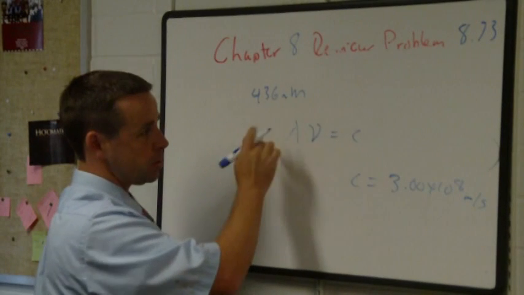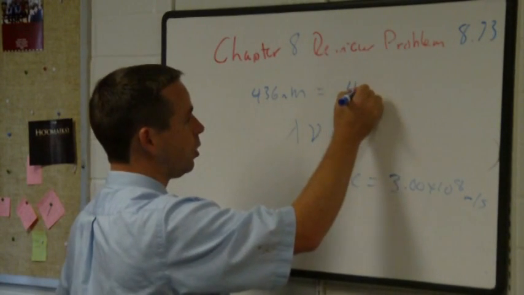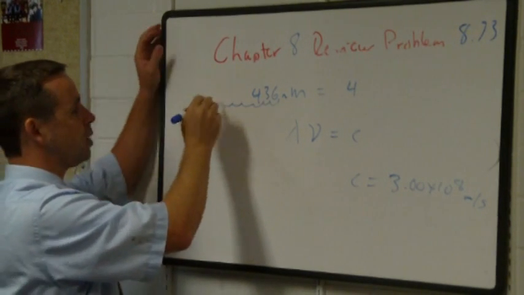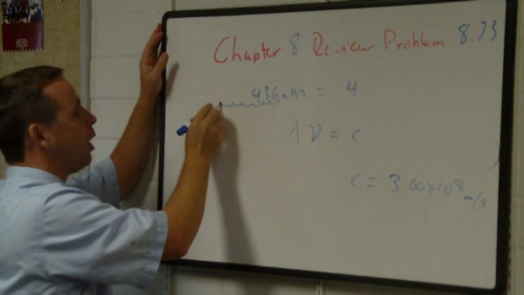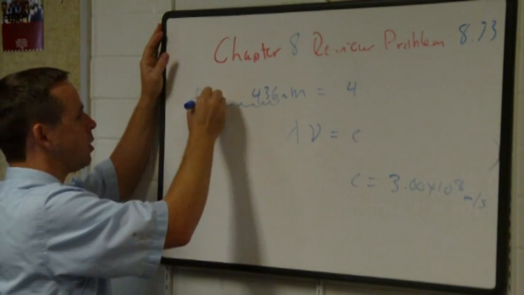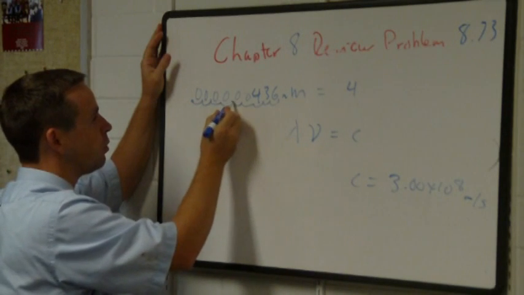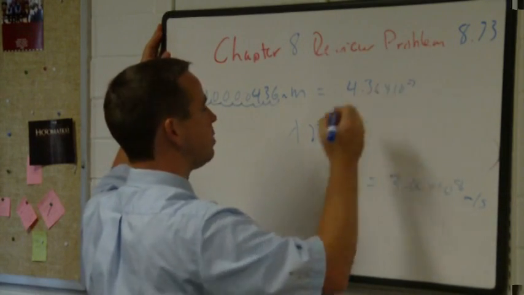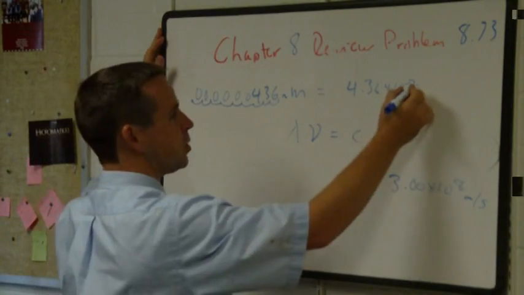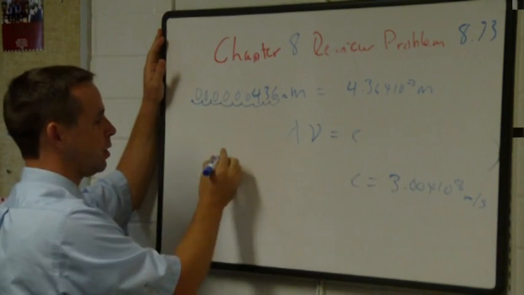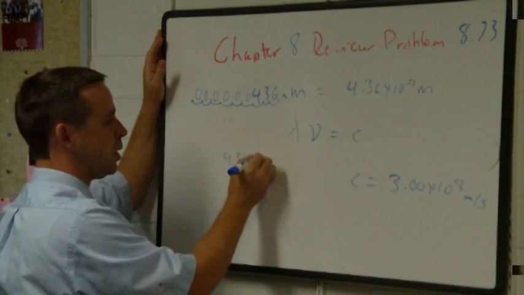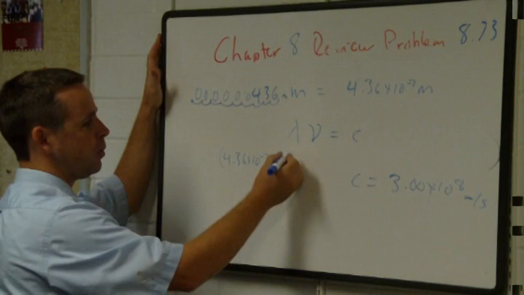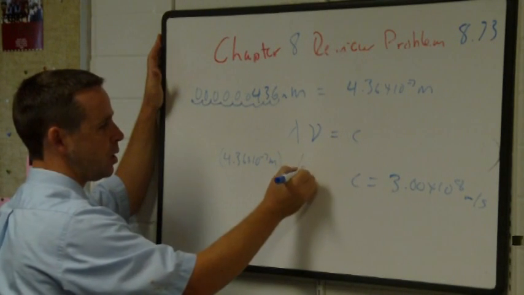Alright, this is in nanometers, so if we want to convert that to meters, then we have to go 1, 2, 3 is micrometers, 1, 2, 3 is millimeters, and then 1, 2, 3 would be meters. So that's 1, 2, 3, 4, 5, 6, 7: 4.36 times 10 to the negative 7 meters. So that's our wavelength. We have to convert it to meters because the speed of light is in meters per second, and frequency is in per second.